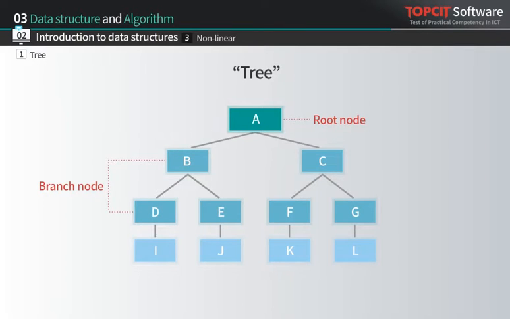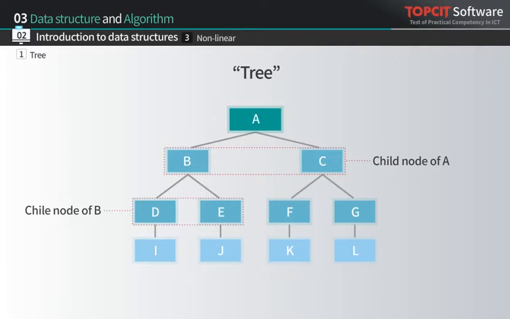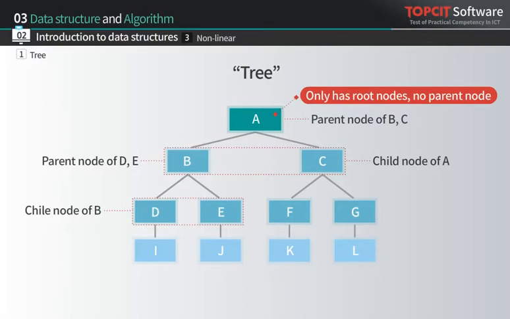C, F, G are the branch nodes. I, J, K, L from the branch are the leaf nodes. Like human relationships rather than trees, B and C are the child nodes of A. The parent node of B and C is A, and the child nodes of B are D and E. The parent node of D and E is B, and the other nodes follow as examples. Only root node A doesn't have a parent.